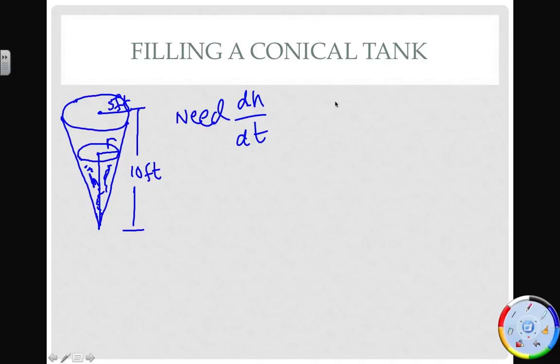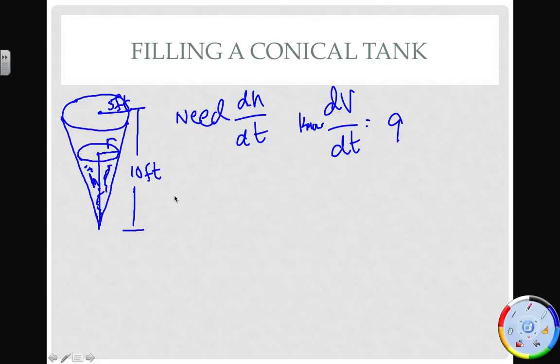And there are things that we know. We know dV/dt, because I wasn't paying attention. dV/dt is 9, because it's going up at 9 cubic feet per minute. Now, here is a thing. We're going to get to this. Let me just write some stuff down first, and then I'll get to that.